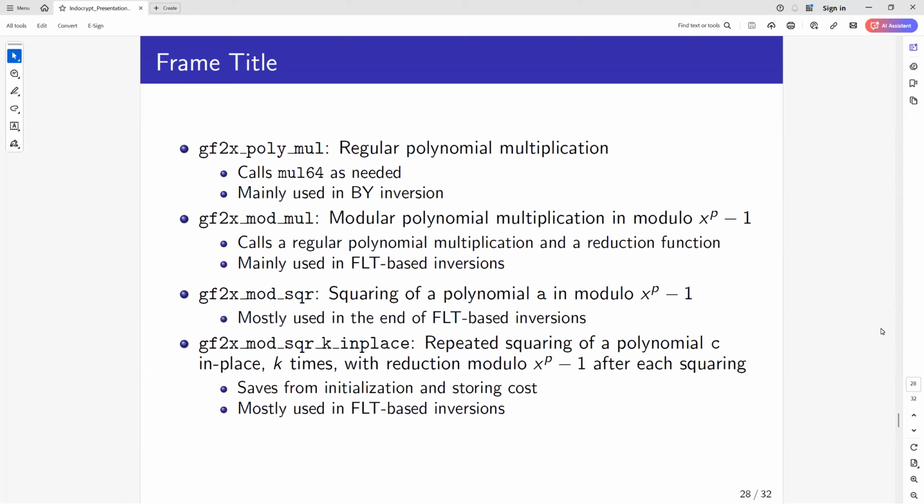And GF2x mod squared in place is repeated squaring of polynomial c, k times, with the reduction by x to the power p plus 1 after each squaring. So it saves the initial and storing cost, and it is mostly used in FLT-based algorithms because squaring only happens in FLT-based variants.